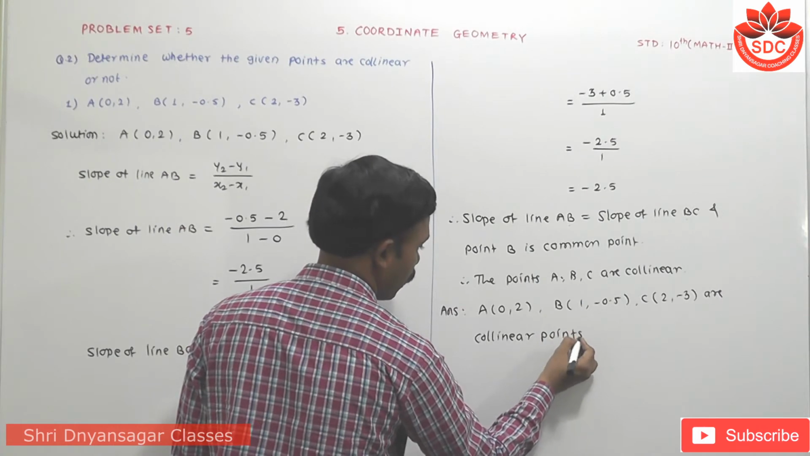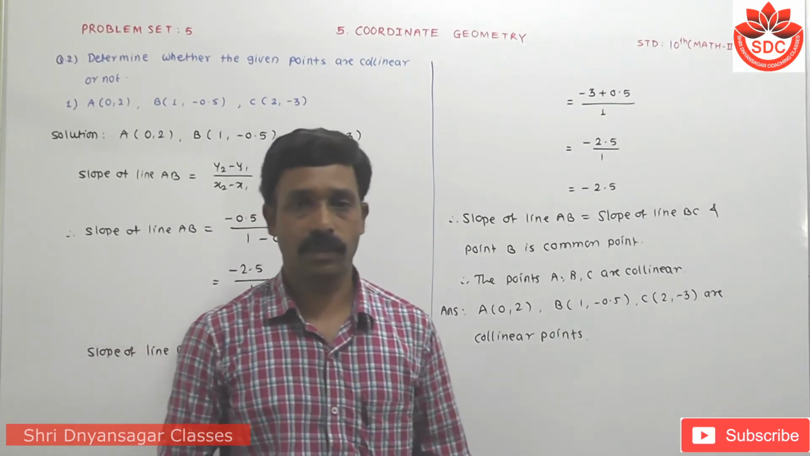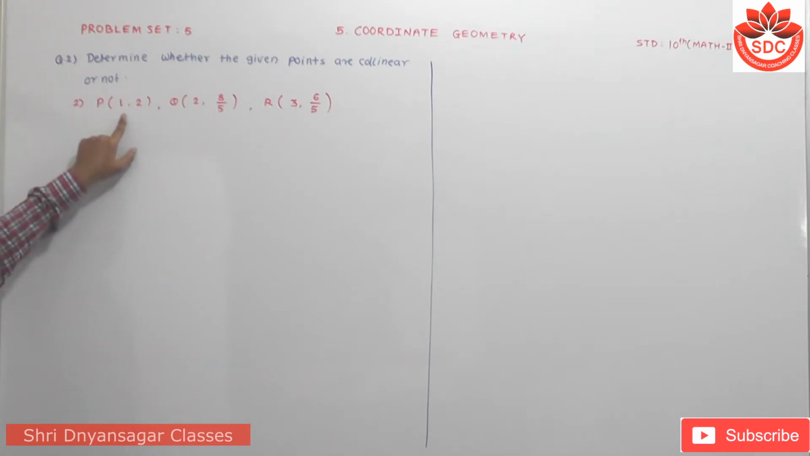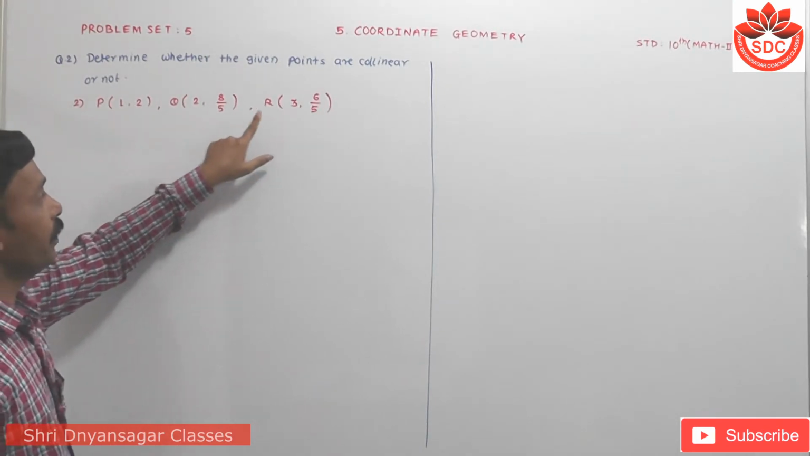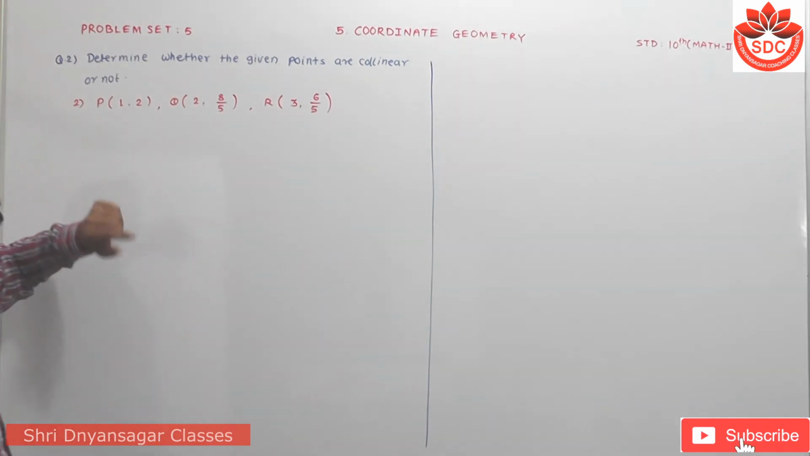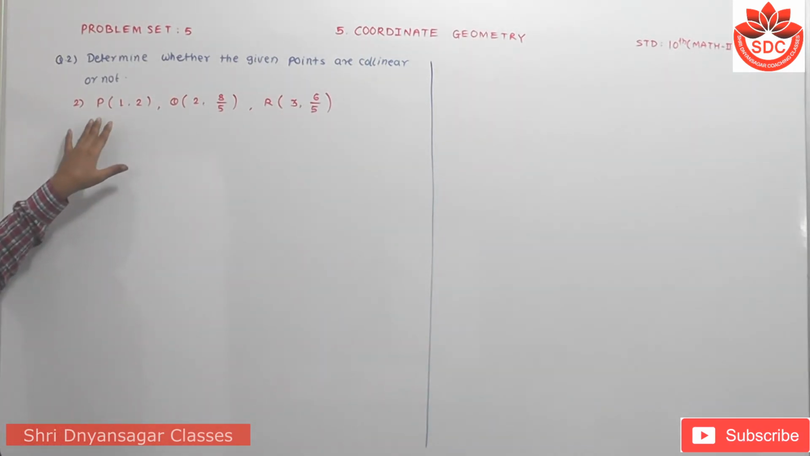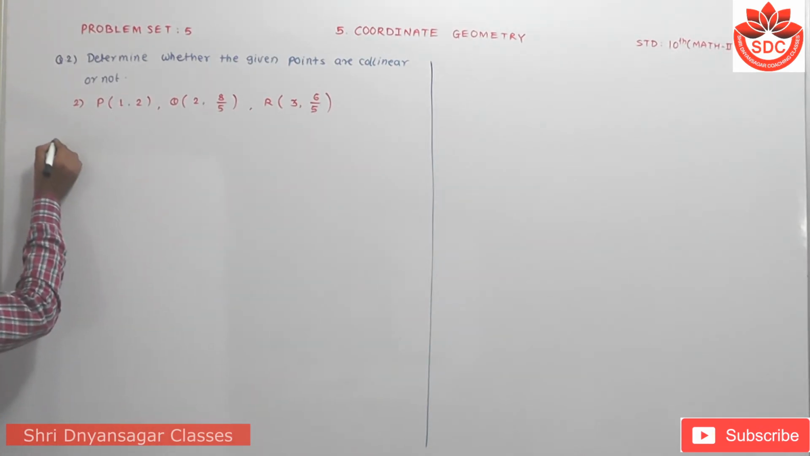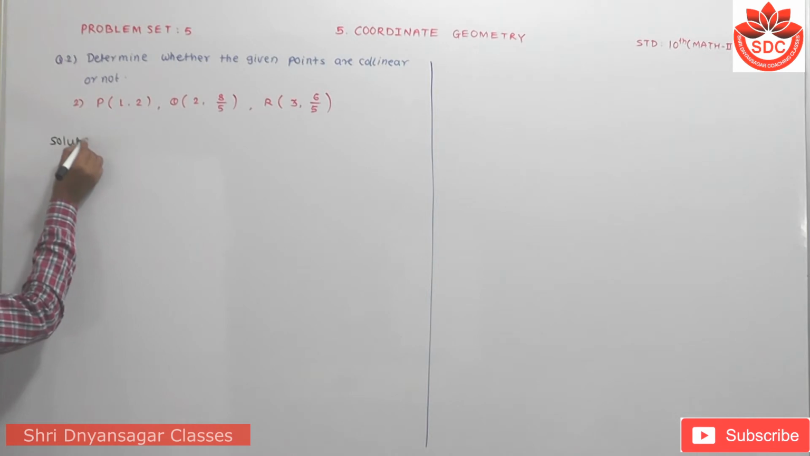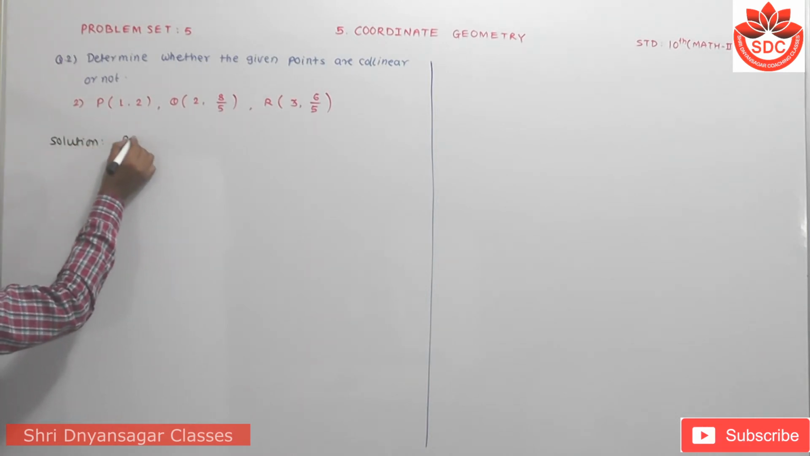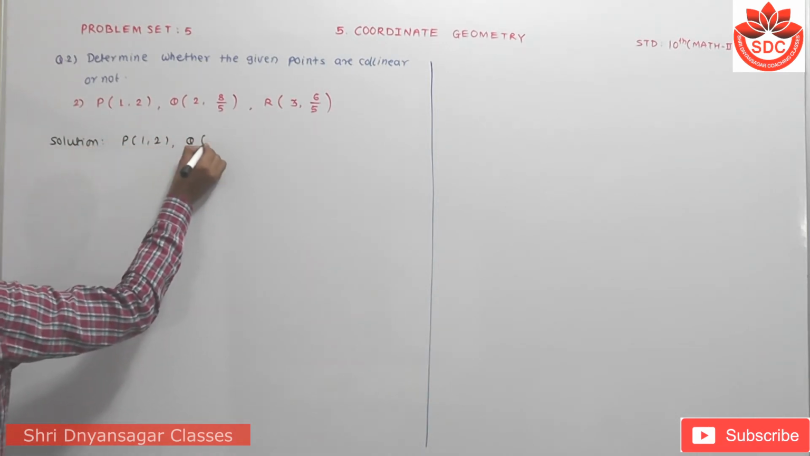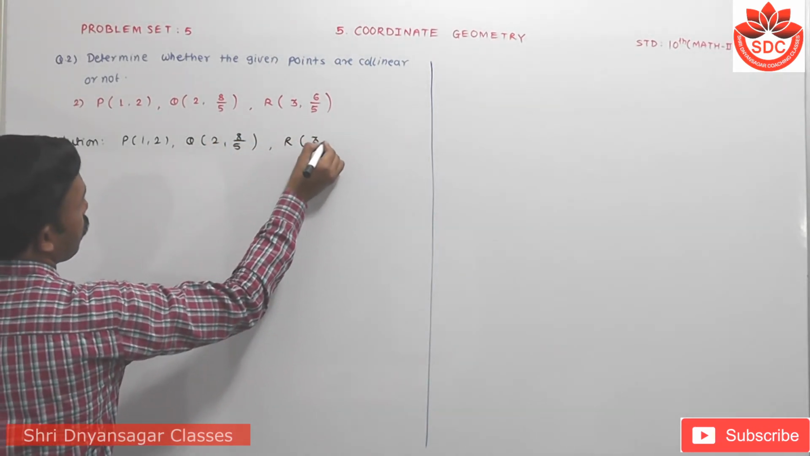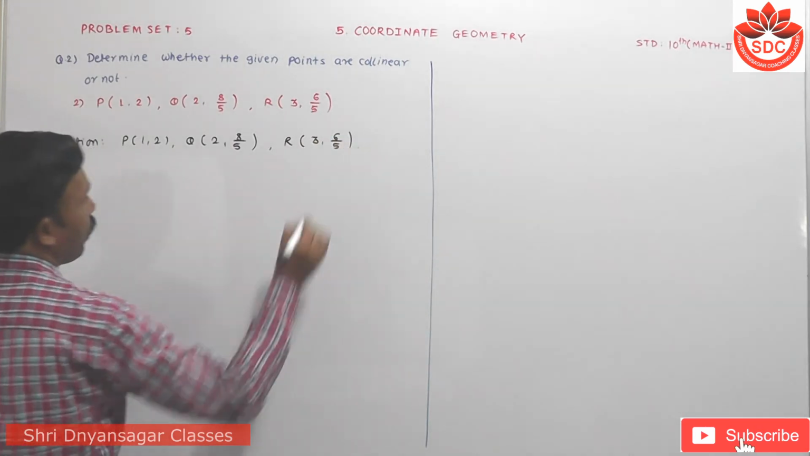Can you understand this? Okay, we take the second sub question. P having coordinates 1, 2, Q is 2 and 8 upon 5, R is 3 and 6 upon 5. We have to show or find whether these 3 points are collinear or not. Now for this, the student's solution is: the points are given 1, 2, Q is 2 and 8 upon 5 and R is 3 and 6 upon 5.